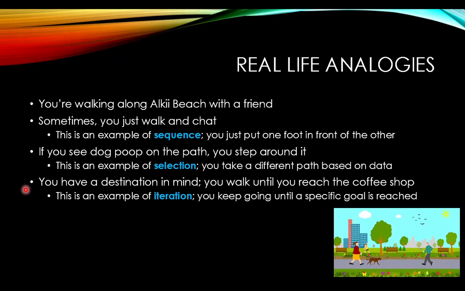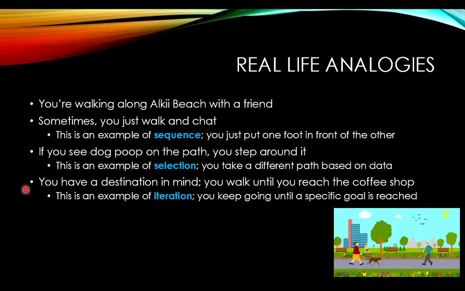Now here's another example for iteration. Let's say that there's a coffee shop at a certain point along the beach walk that you want to stop at. This would be an example of iteration because you're going to walk until you reach the coffee shop, right? You're going to continue, but as soon as you reach that, your steps are going to stop, right? Getting there is the whole goal. So these are real-life analogies so that you can understand what's going on.